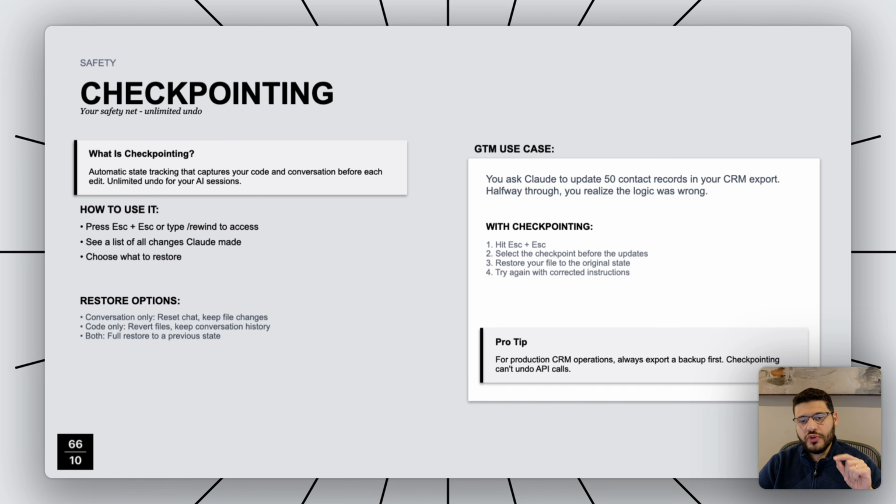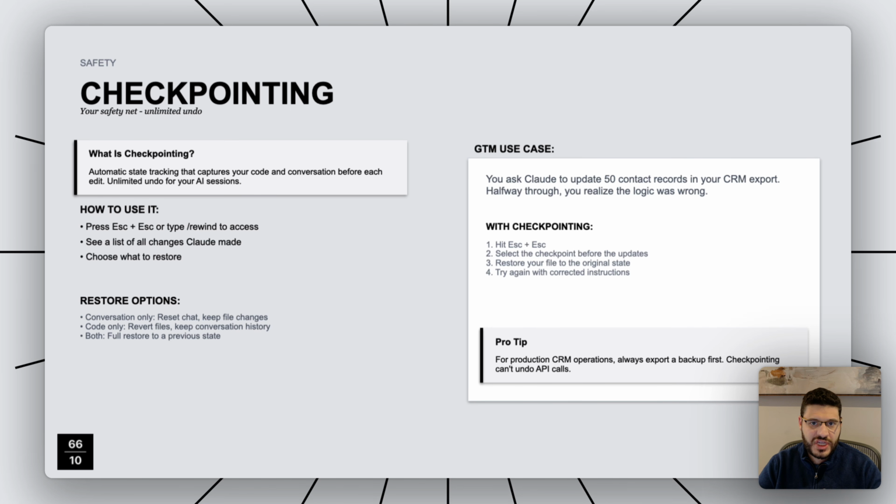So when you're using Claude Code, a great feature that a lot of people don't know about is checkpointing. Checkpointing allows you to automatically save the state and capture different points within your conversation so that you're able to go back, rewind, and revisit what was said. So for example here, if you see on the right side, there's a use case where you can ask Claude to update 50 contact records in your CRM export. And halfway through, you realize the logic is wrong.